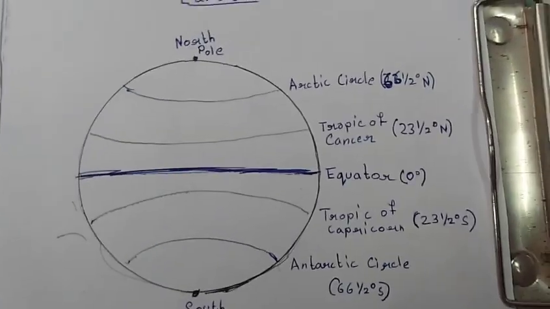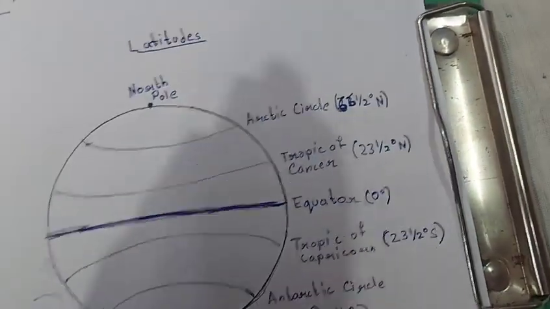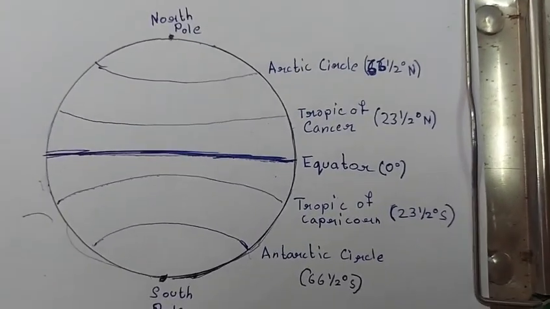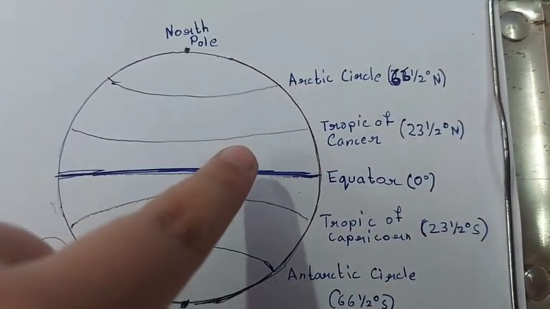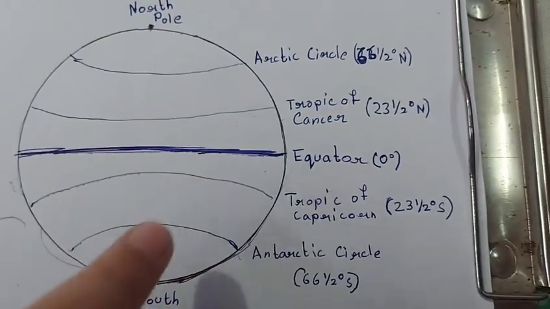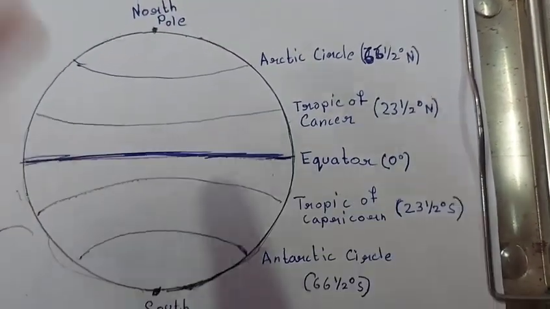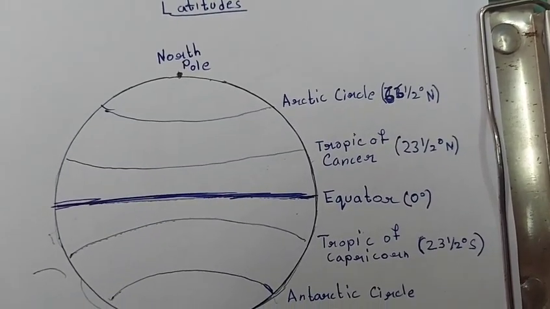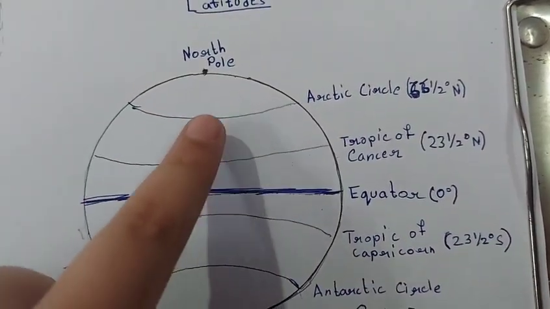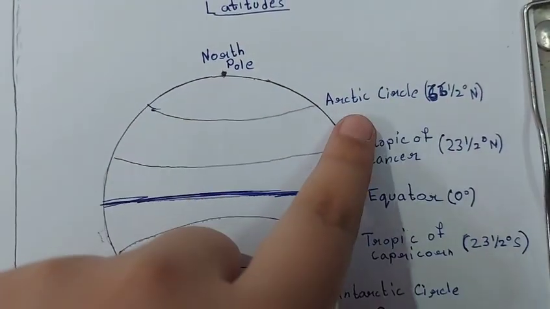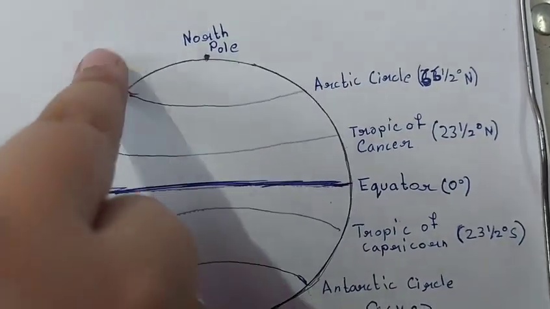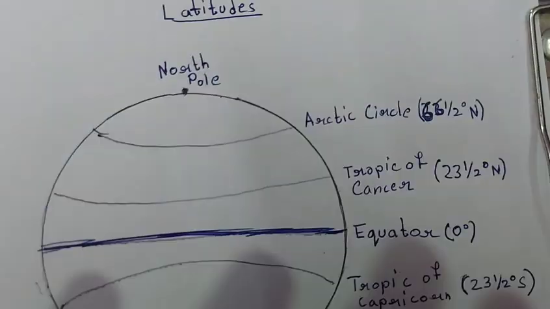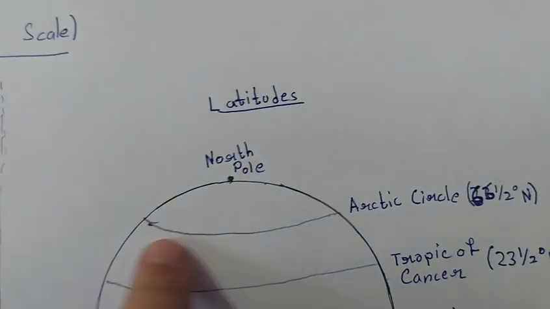Yeah, that's it. So now I'm going to tell you one more thing on the side. We have mainly 5 special latitudes. They are the Arctic Circle, Tropic of Cancer, Equator, Tropic of Capricorn, and the Antarctic Circle. The Arctic Circle is actually at 66 1/2 degrees north. You can assume it as 66 or 67, it's just 0.5.